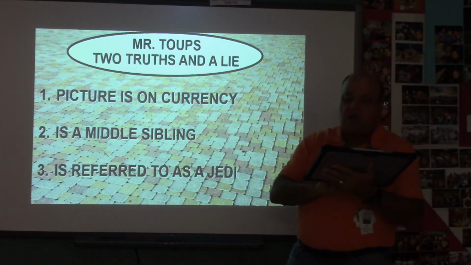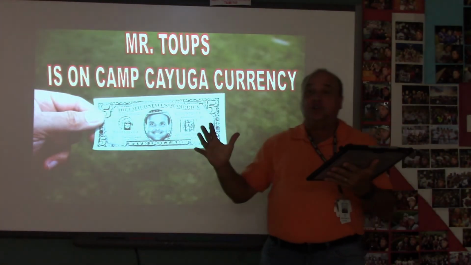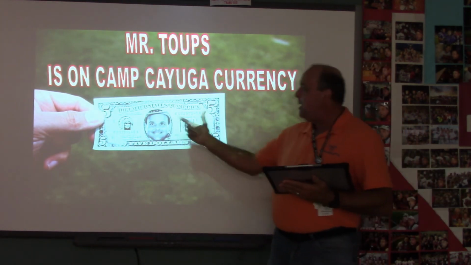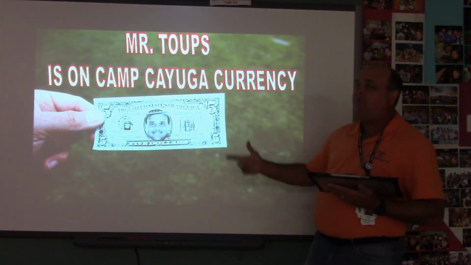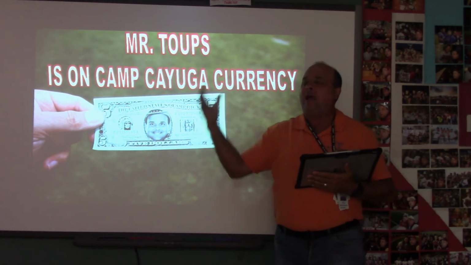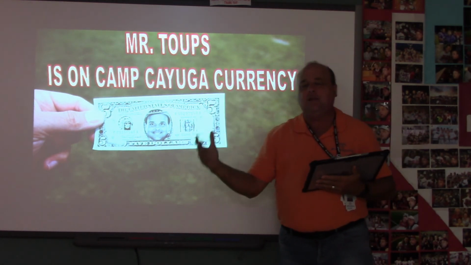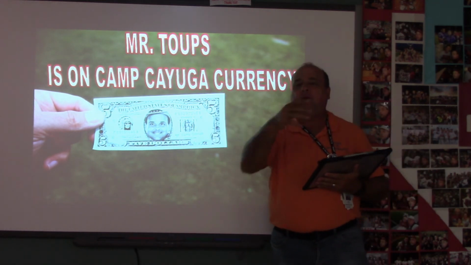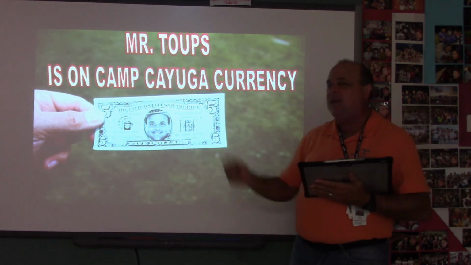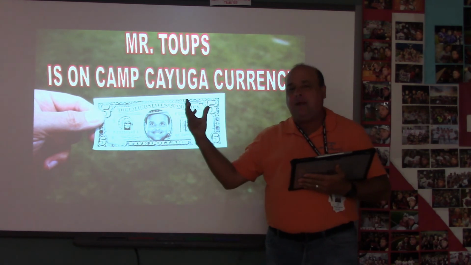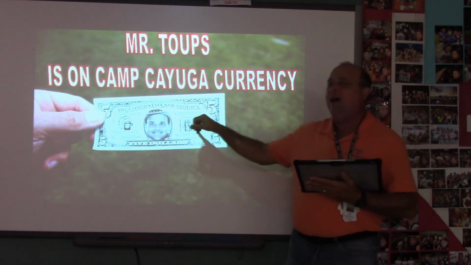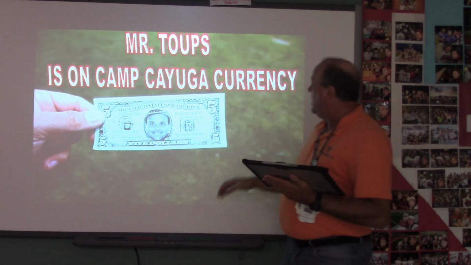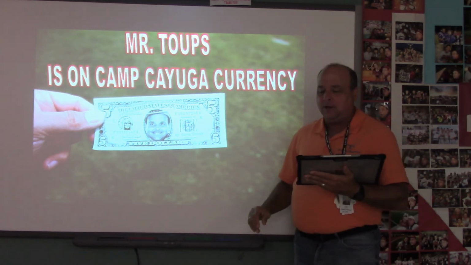Okay, we're going to go and... Mr. Toups is old money. That's text. This is Camp Cayuga money. Pretty cool stuff. They use this money at the camp for camp carnival days and casino nights. They'll set the gym up as a casino and they have all the games and the kids go spend this money. If they have the extra money, the cabin wins points, okay? And I actually own money. Cool stuff. Okay, so I am on money, okay?